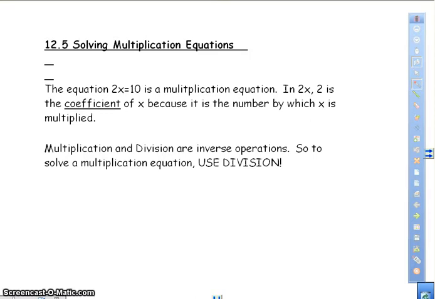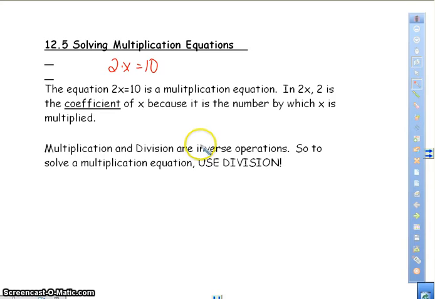So looking at the equation 2x equals 10, this is a multiplication equation because 2 is the coefficient. It's the number being multiplied by x. So this means 2 times x equals 10. We don't write multiplication. We've been talking about that in class. You don't write multiplication once you get into more algebra type lessons. They just assume you know that 2x means 2 times x.